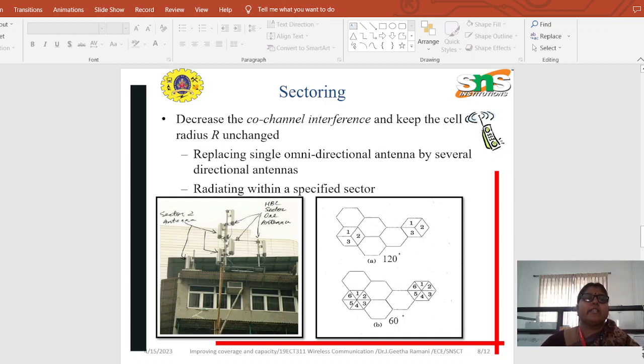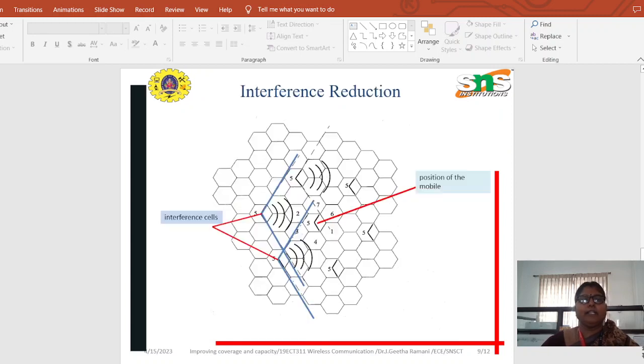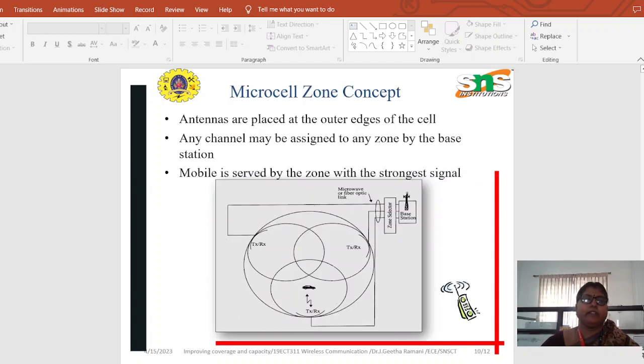The first image shows a sector size of 120 degrees, whereas in the second image, the bottom image, we are using 6 directional antennas for a 60 degree directional pattern. In such a way we can increase the number of antennas so that we are able to serve all the areas, and interference also gets reduced while considering the co-channels for the allotment.